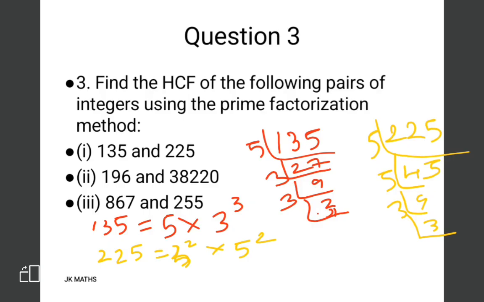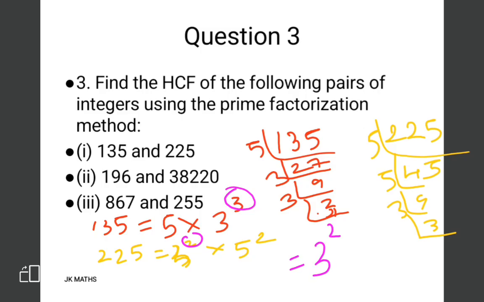What I said, for each prime we should take only the lowest power. So 3 and 5 both are common here. Now let's check the power. For 3 the powers are 3 and 2, the lowest power is 2, so take it as 2, that is 3 square.